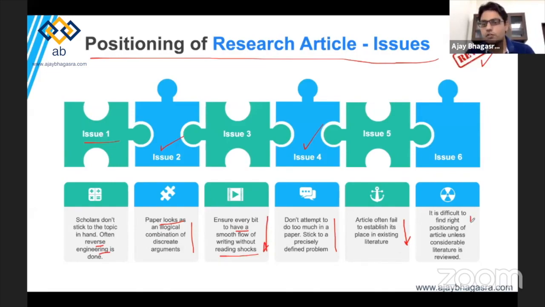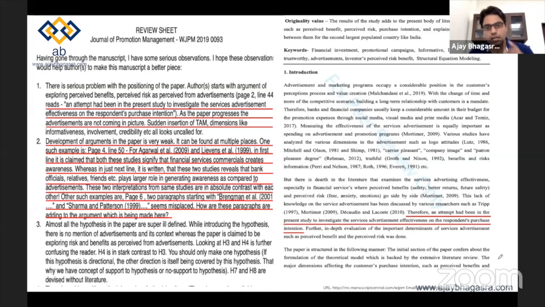Then it is difficult to find the right positioning of an article unless considerable literature is reviewed. That is what I have already told you. Okay. Let me share this with you. This is a review sheet. This is a review that I've done for the Journal of Promotion Management.